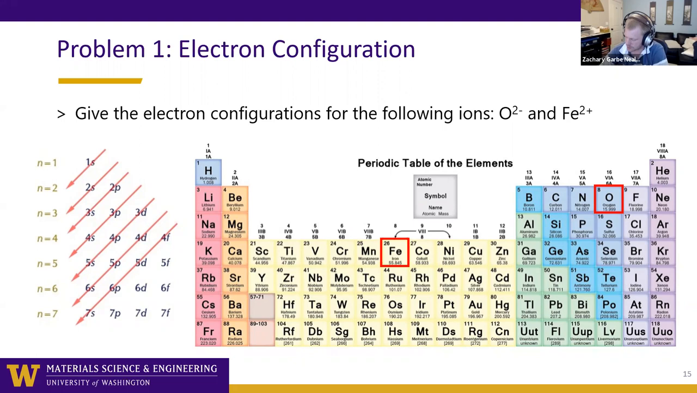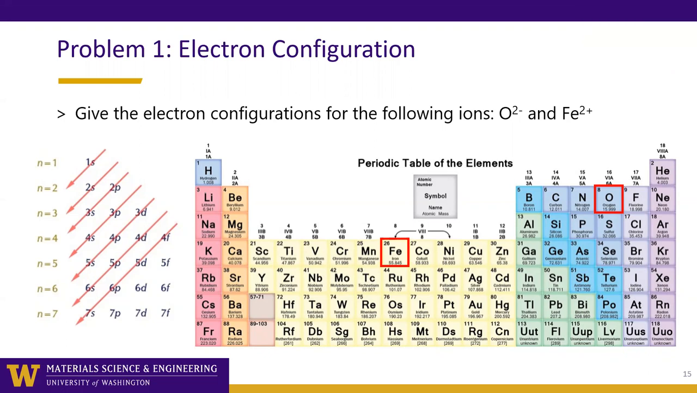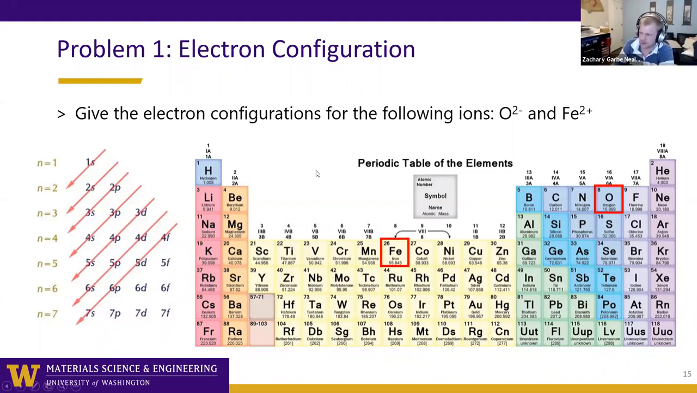Okay, so let's go over this problem. Let's start with oxygen, the neutral atom of oxygen, so not the ion. We'll go through this, but if something does not make sense to you, please shout out, and we can go over it again a little bit more slowly. But who can give me the electron configuration of the neutral atom of oxygen? 1s2, 2s2, 2p4? Yes, that's correct.